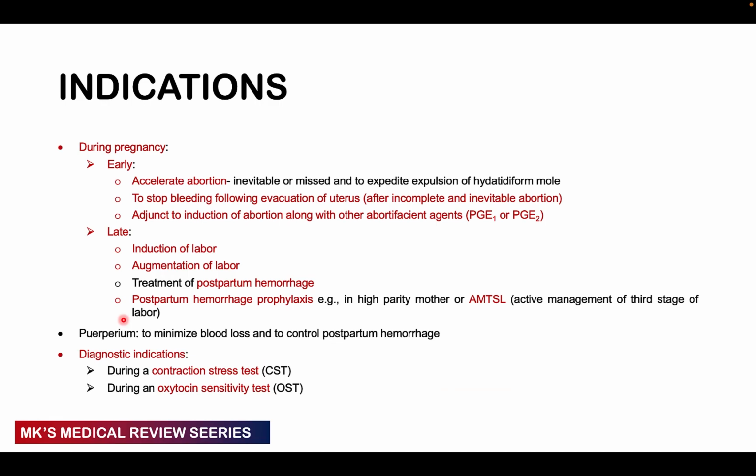So what are some of the indications that we need to know in relation to the use of oxytocin? It is used during pregnancy. Early on in pregnancy, it can accelerate abortion, for example in a patient with an inevitable or a missed abortion, or sometimes even if you want to expedite the expulsion of a hydatidiform mole, a molar pregnancy.